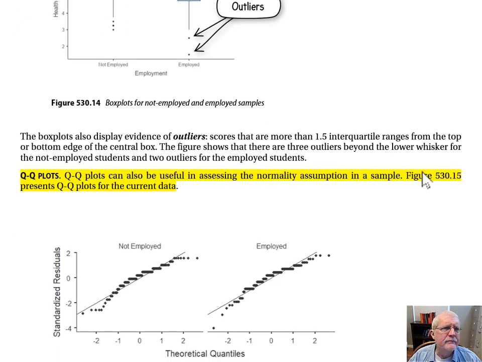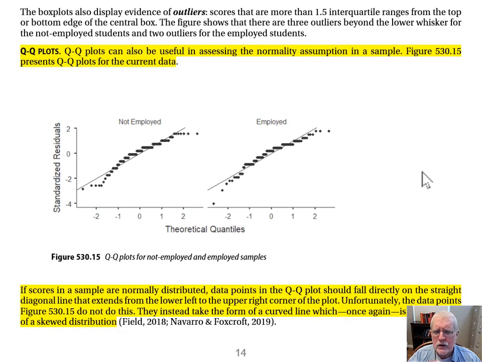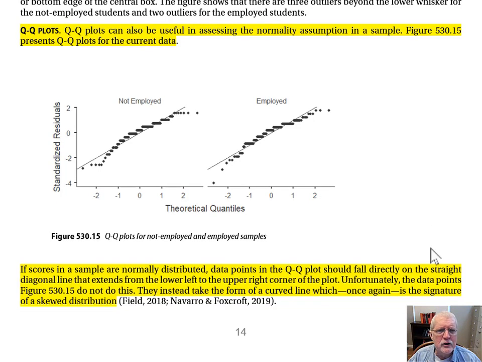People in my department are very interested in using QQ plots as a way of determining whether you have normally distributed data or not. So on page 14, bottom half of page 14, we're looking at QQ plots. They can be useful in assessing the normality assumption. The following figure presents QQ plots for the current data. Now, a lot of folks look at this and wonder, well, what does that mean? I don't even know how to interpret that.